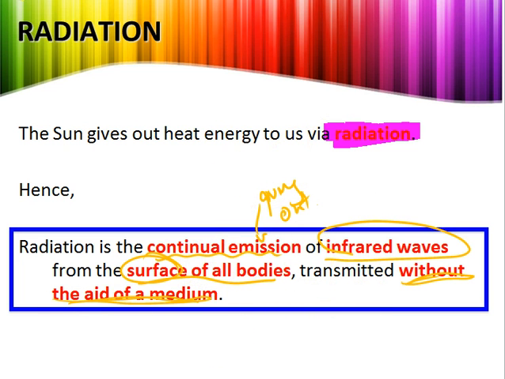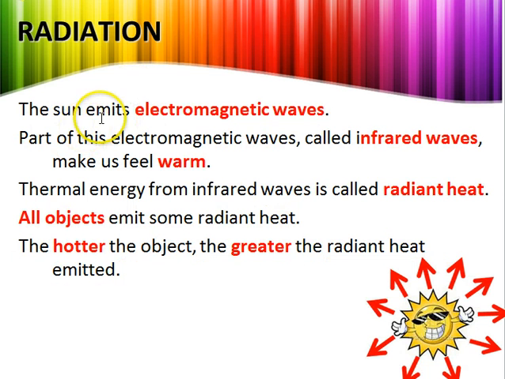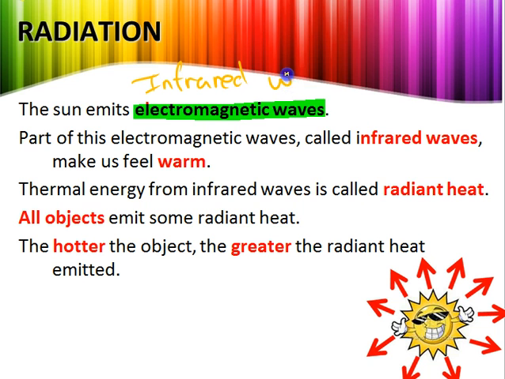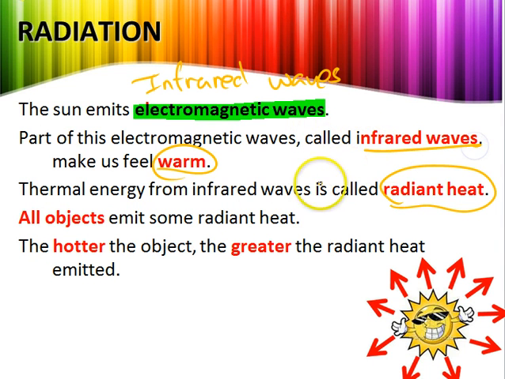So this is radiation. The electromagnetic waves we talk about in radiation here are infrared waves. They make us warm. The thermal energy transferred by infrared waves is called radiant heat. A lot of new terms here, but don't worry too much about it. Just know that radiation produces infrared waves, which keep us warm and produce heat.